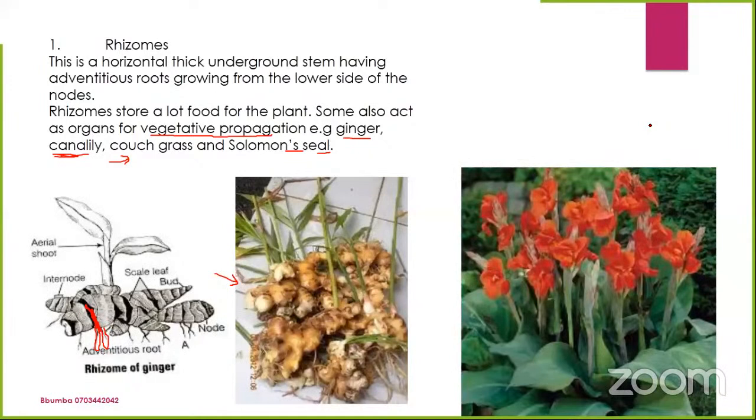And then there's Kwesiga. Yes, Kwesiga. Is speargrass also one part of the rhizomes? Yes, that is true. Speargrass also falls under rhizomes. Okay, thank you.